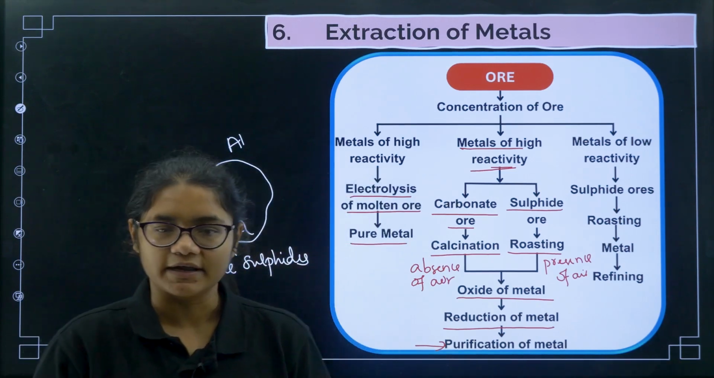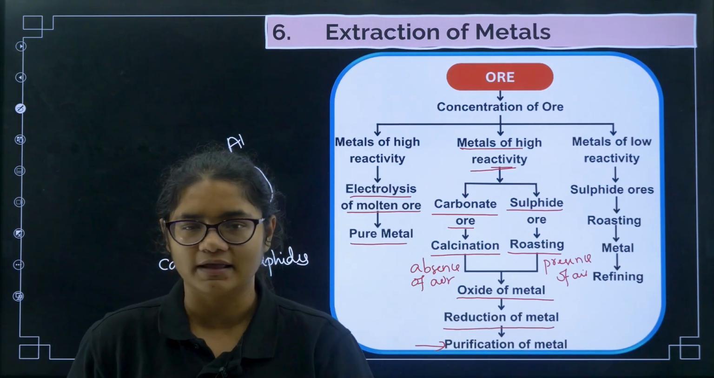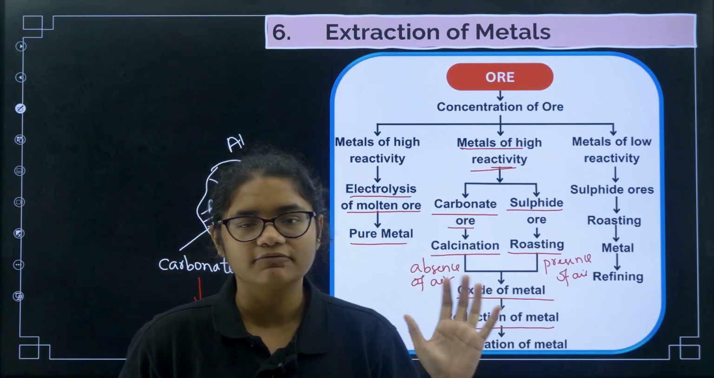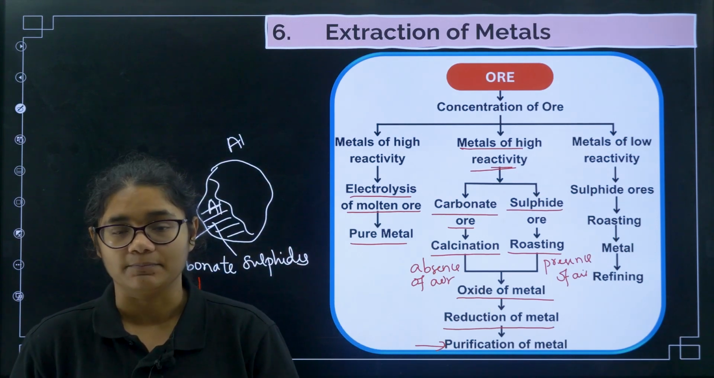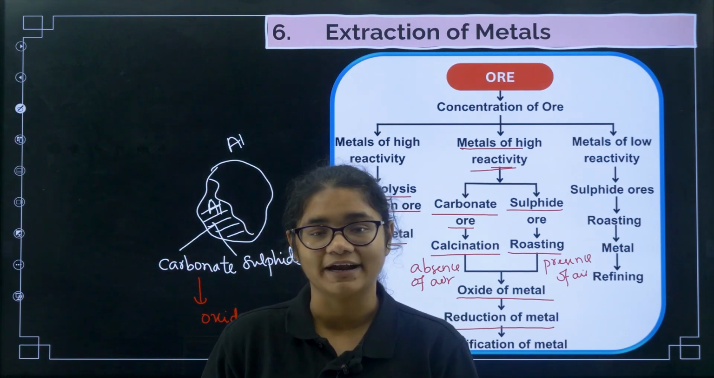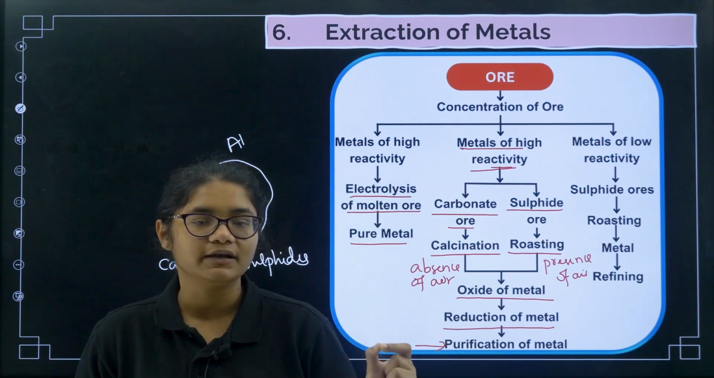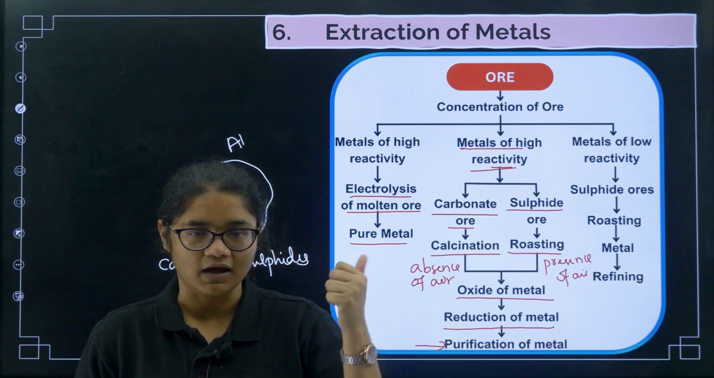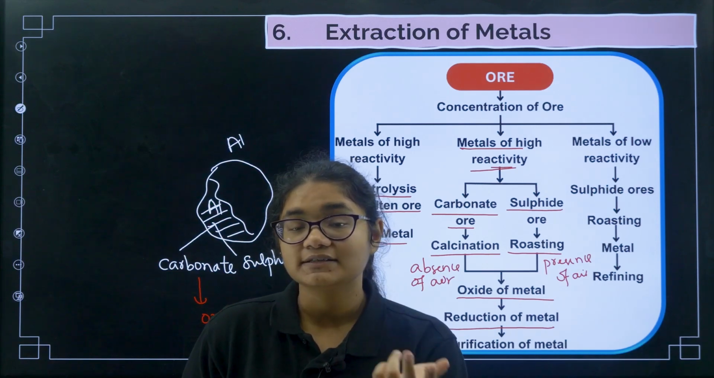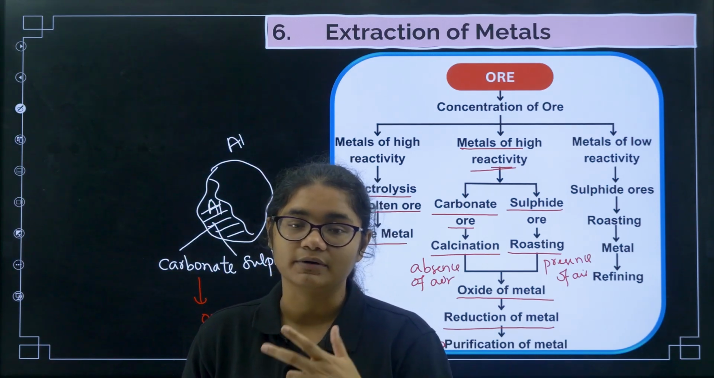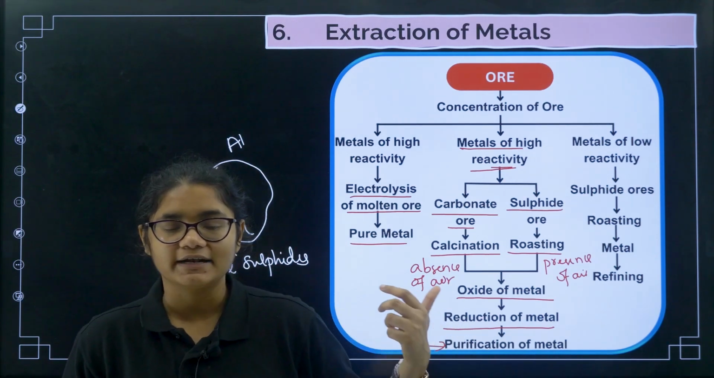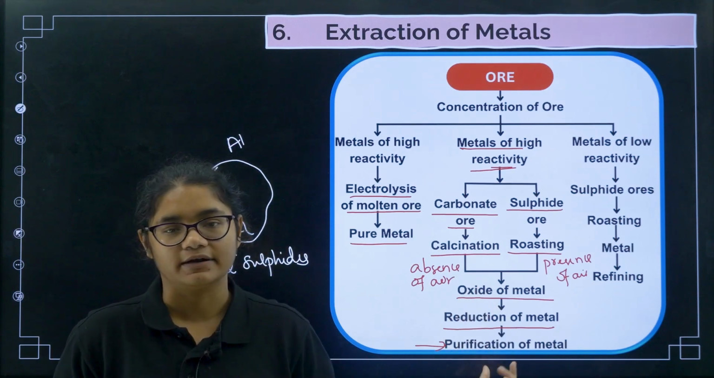Okay, let us revise it again. For metals of very high reactivity, it is a very simple process. We just do electrolysis and we get pure metals. For metals of high, not very high but high reactivity, the metal is present in two forms, either in the carbonate form or in the sulfide form. If it is carbonate ore, then we do calcination. How can you remember? CC, carbonate calcination. These carbonate ores are converted to metal oxides. If it is a sulfide ore, then we do roasting, where we burn it in the presence of oxygen and convert it into metal oxides. Now the metal oxides undergo reduction and get converted to pure metal.